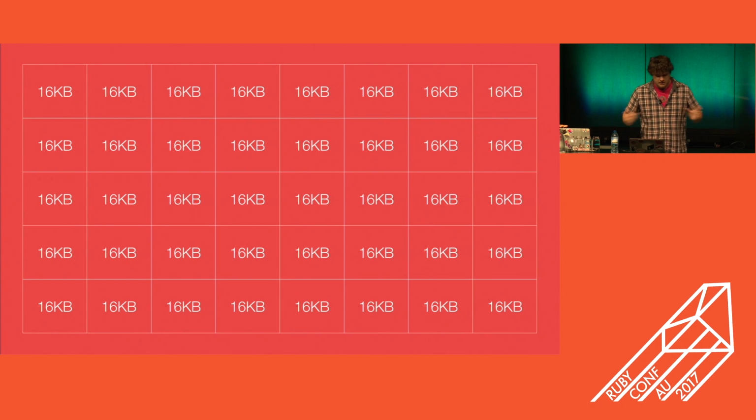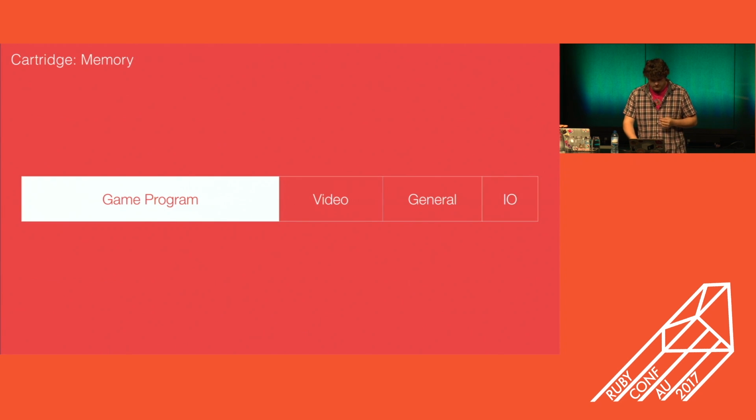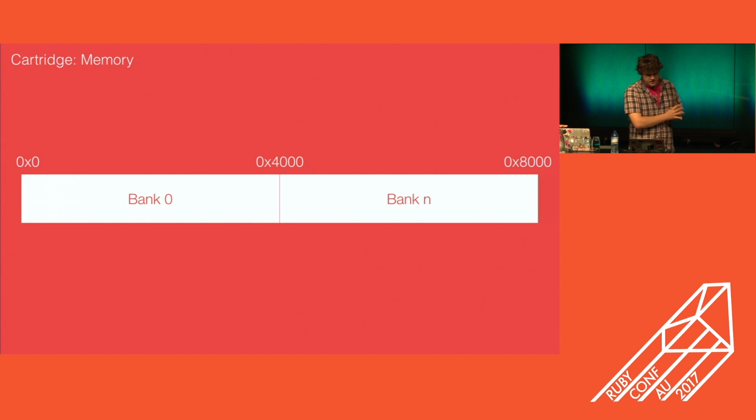If you take a Game Boy game and lay it out on a line, then chunk it up into 16 kilobyte pieces, and assign each chunk a unique index, then if we look at the game program, you'll see that the first hexadecimal 4000 addresses are mapped to bank 0, but then we can swap any other bank into the region from hexadecimal 4001 to hexadecimal 8000.